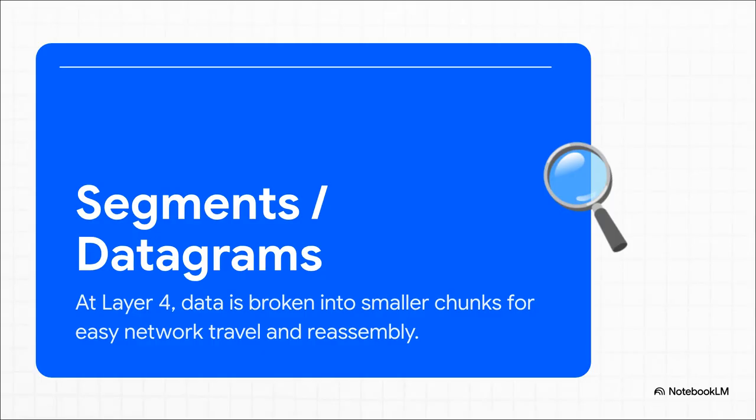First stop, layer 4, the transport layer. See, that photo of your cat might be too big to send in one go. So this layer's job is to chop it up into smaller, numbered pieces. It makes sending everything way more manageable, and it guarantees that all the pieces can be put back together in the right order on the other side.